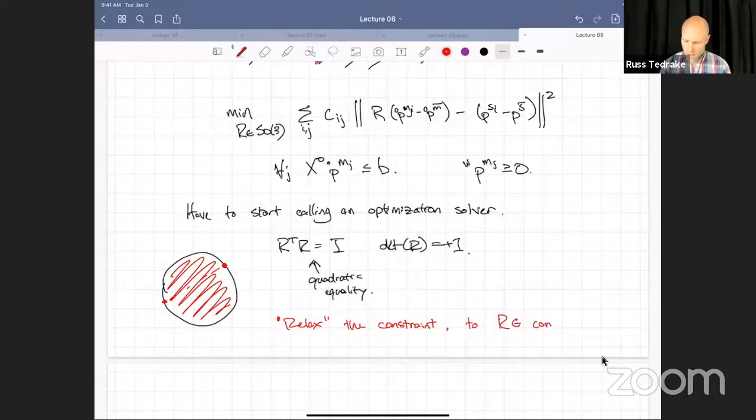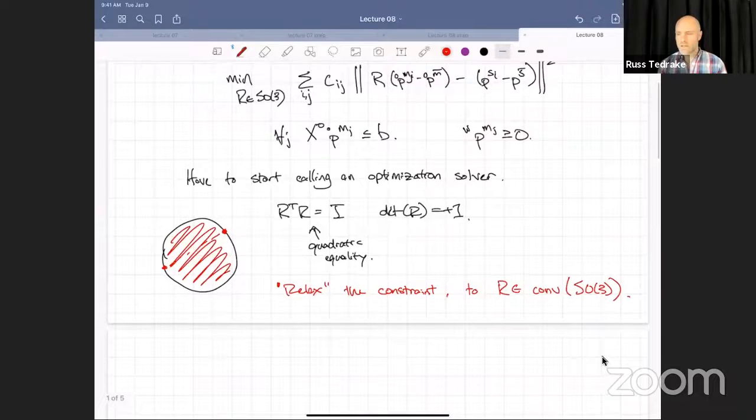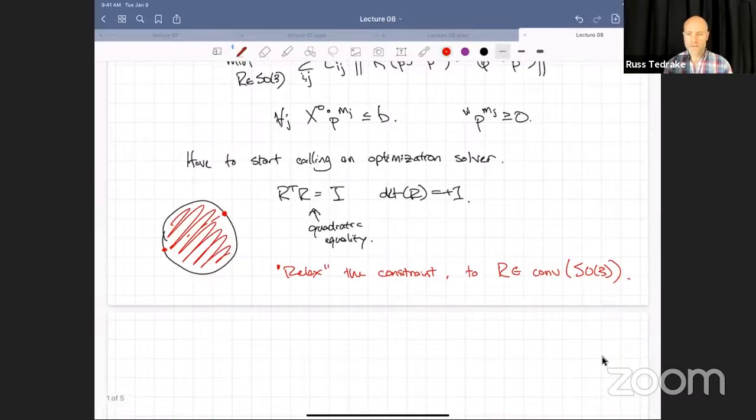I think, without being precise about it, I'm sorry, but I'm going to say it's somehow in the convex hull of SO(3). Okay, I think that can be made rigorous. I think it conveys what I want right here.